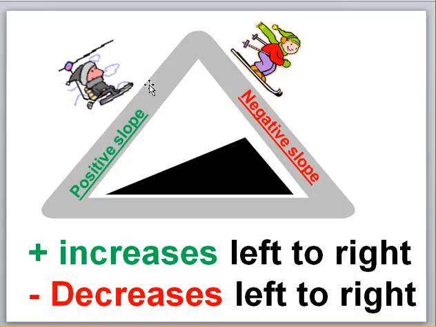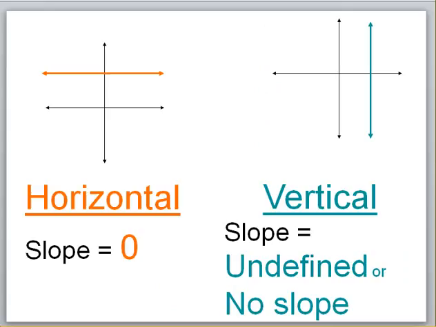We can ride up a ski slope and we can go down a ski slope. The other slopes are horizontal and vertical. A horizontal line goes straight across. The slope neither rises nor falls, so the slope is considered to be 0. On the vertical one, the slope goes straight down. There is no slope, it is undefined.